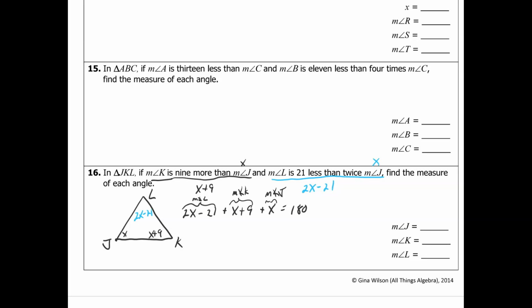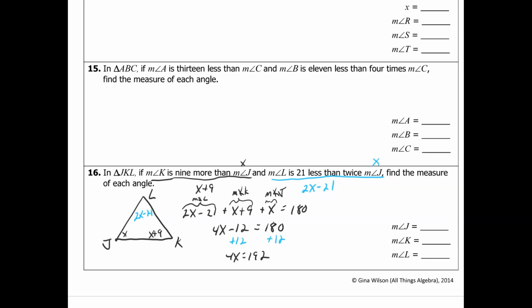Okay, now we're just on to algebra. So we've done the geometry part. We've loaded up that triangle with expressions. Now we just have to add them up. All right, so combining like terms, I've got 2, 3, 4x. So I'm going to start out there. 4x. My numbers are negative 21 and 9. Negative 21 plus 9 is negative 12. And that equals 180. I'm going to add 12 to both sides. And I get 4x equals 192.